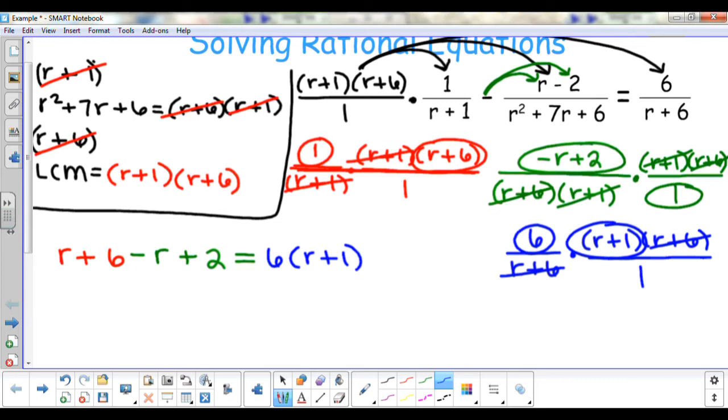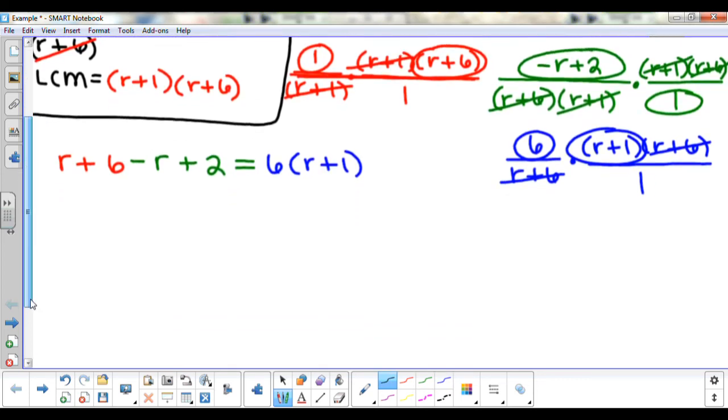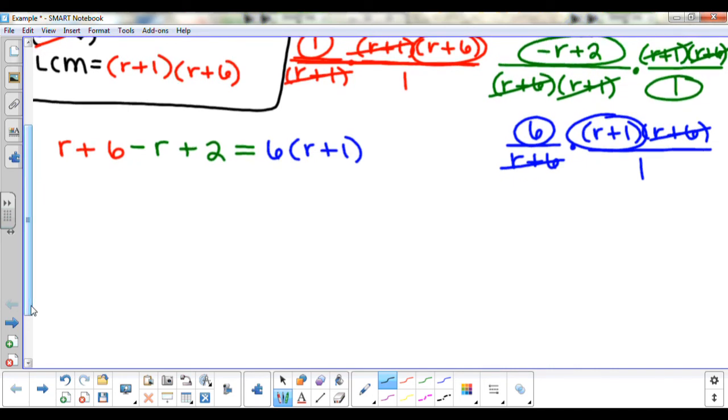So now I have one single equation with no fractions, so I'm going to go through, combine all of my like terms, and solve for r. On my left side, I'm going to combine my like terms of positive 1r and negative 1r, so they're going to cancel each other. And then I'm going to add positive 6 and positive 2 to give me an 8.